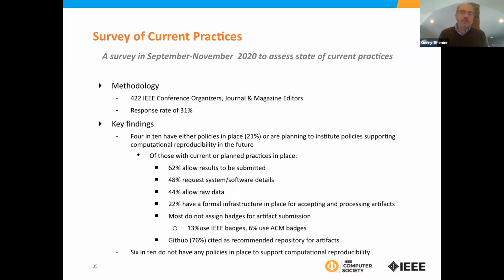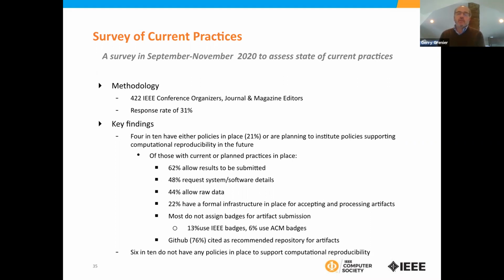And here's a surprising one for me. Most do not assign badges for artifact submission. Someone alluded to the recognition earlier, I think it was Lorena. And I like to say that badges can become a currency in one's publishing output, much like citations are. But the data coming back from the survey reported 13% use IEEE badges, 6% use ACM badges. 76% cited, or recommended rather, GitHub as a recommended repository for those artifacts.